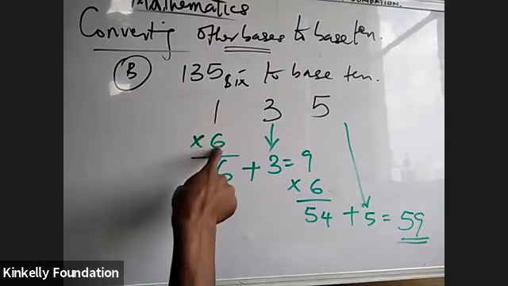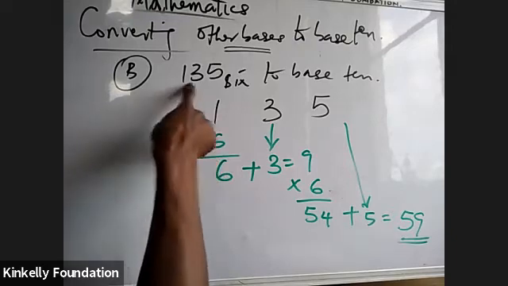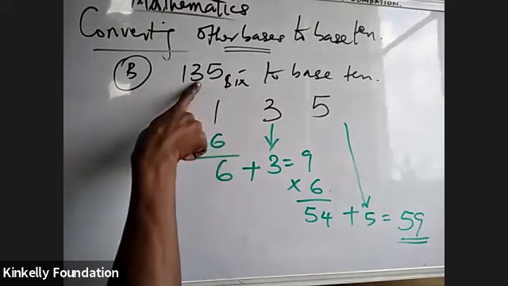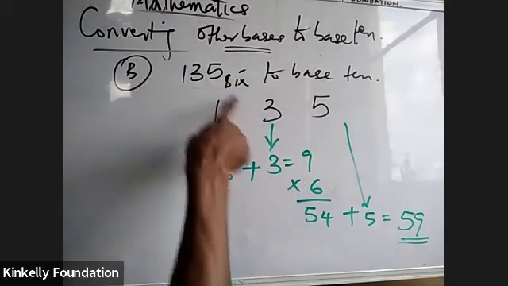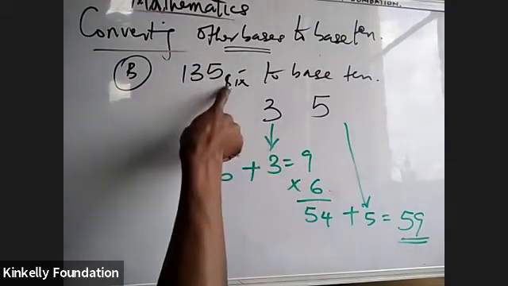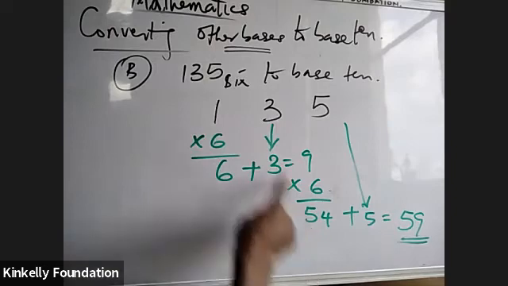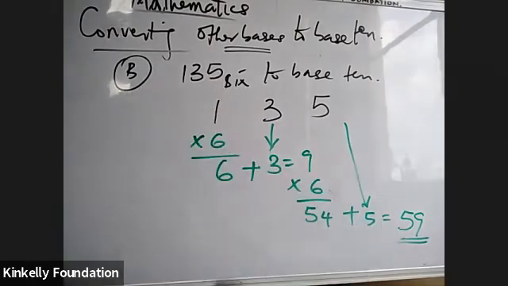1 times 6 plus 3 is this. Now that value times 6, plus the last digit. That's how to do it. Let's pick an example again and work using this method.